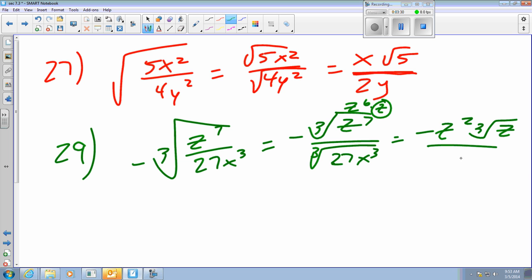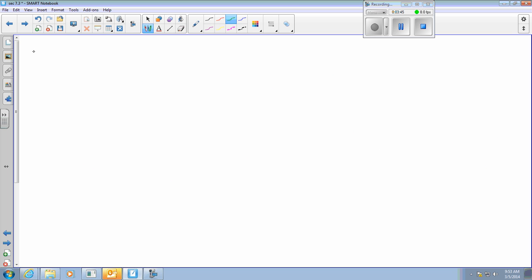On the bottom, cube root of 27 is 3. Cube root of x cubed is x. Remember, this little number right there, it is very common to forget that. Let's now move to question 62.